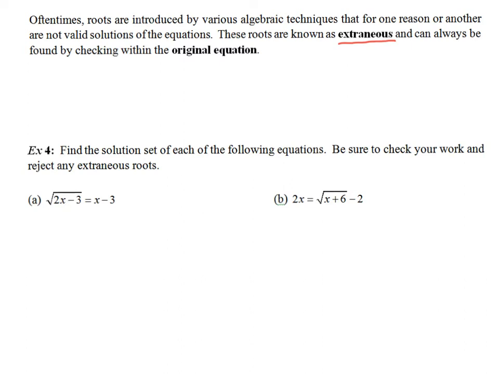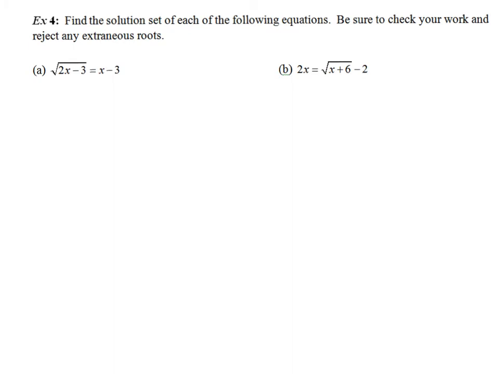Now let's try a couple more complicated examples in exercise 4. Part A says the square root of 2x minus 3 is equal to x minus 3. The radical is by itself, so that tells me go ahead and square both sides of the equation. Now be really careful on the right side because I've actually got two terms. So when I see that, I've got to square the whole binomial. I can't square each one individually. It won't give me the same solution.